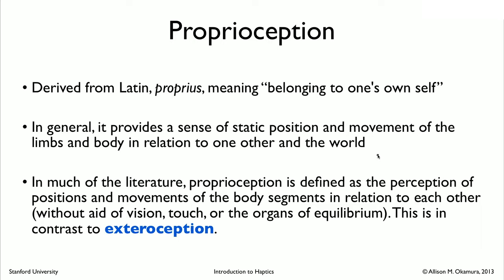In much of the literature, proprioception is defined as the perception of your body in space, but it can also mean forces in terms of interaction with the environment. However, people usually think of interaction with the environment as exteroception, so proprio being self and extero being external to oneself. Just putting a definition that we use in this class because different people will use proprioception in different ways.